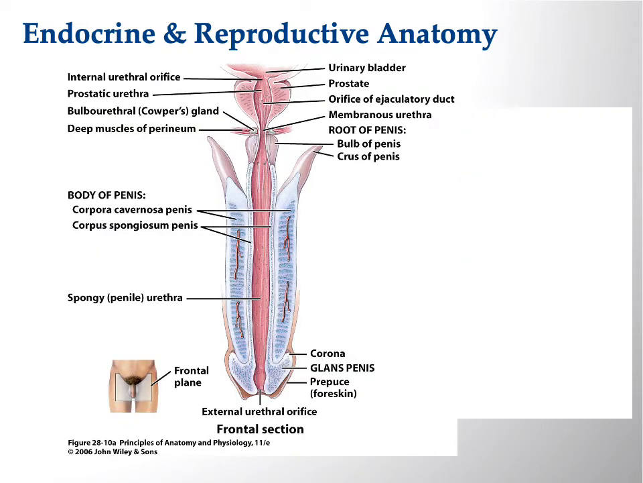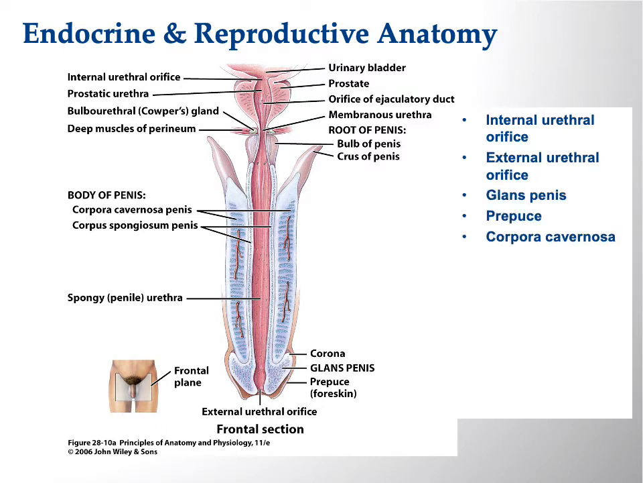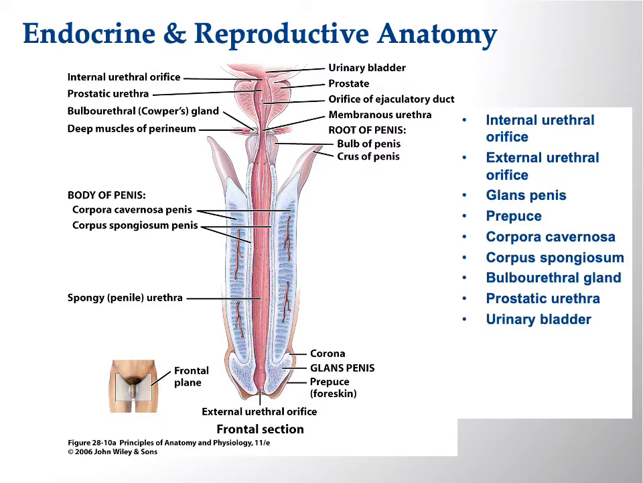Another view here of some of the same structures. So let's take a look. Put all the terms up here again. So we see the internal urethral orifice. That's where urine leaves the urinary bladder. From there it passes through the prostatic urethra, then through the membranous urethra, then through the spongy or penile urethra, before leaving through the external urethral orifice.